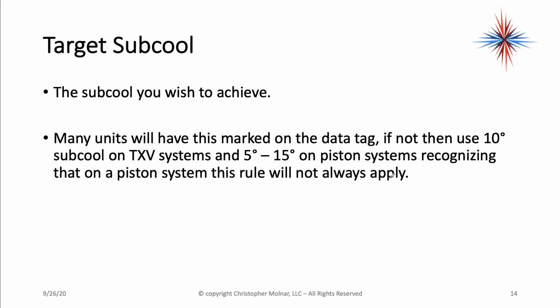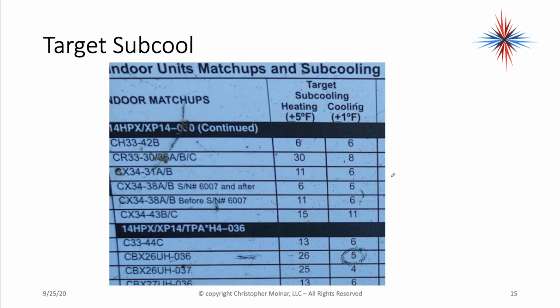Target subcool is the subcooling you wish to achieve. Many units have this marked on the data tag. If not, then use 10 degrees subcool on a TXV system and 5 to 15 degrees on a piston system. Recognizing that on a piston system, this rule will not always apply. Okay, so again, be careful with subcooling. Look it up. The manufacturers will tell you what the correct one is.